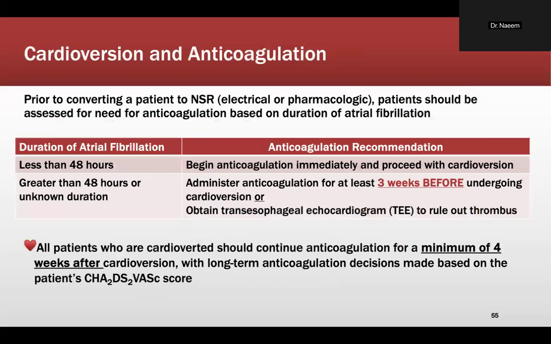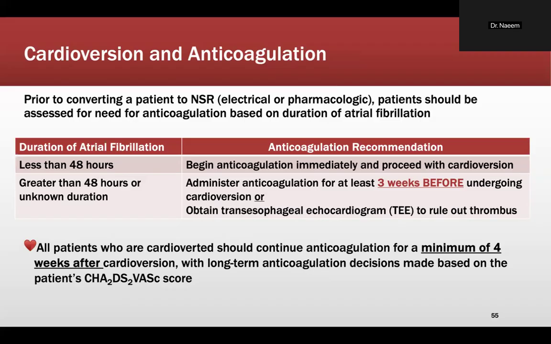So this is an overview of cardioversion and anticoagulation. Prior to converting a patient to normal sinus, patients should be assessed for the need for anticoagulation based on the duration of AFib. So if the duration has been less than 48 hours, then you would start anticoagulation immediately and proceed with cardioversion. If it's been greater than 48 hours or unknown duration, then you would start the anticoagulation for at least 3 weeks before undergoing cardioversion, or you would get a TEE, which is a scan to rule out the formation of a thrombus.